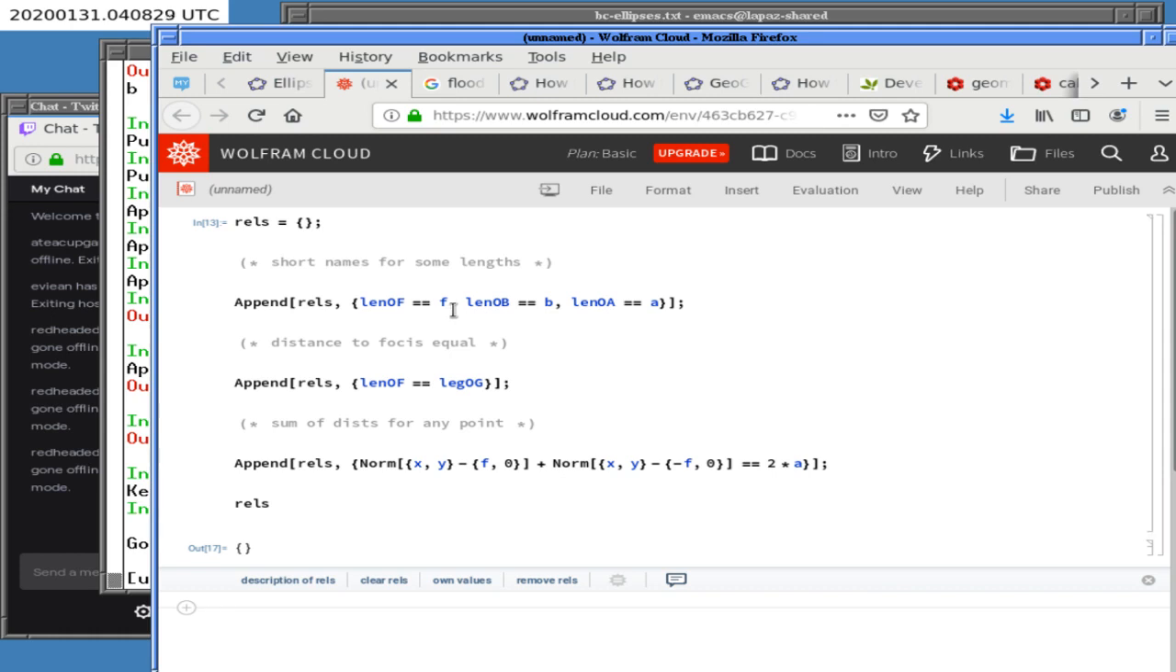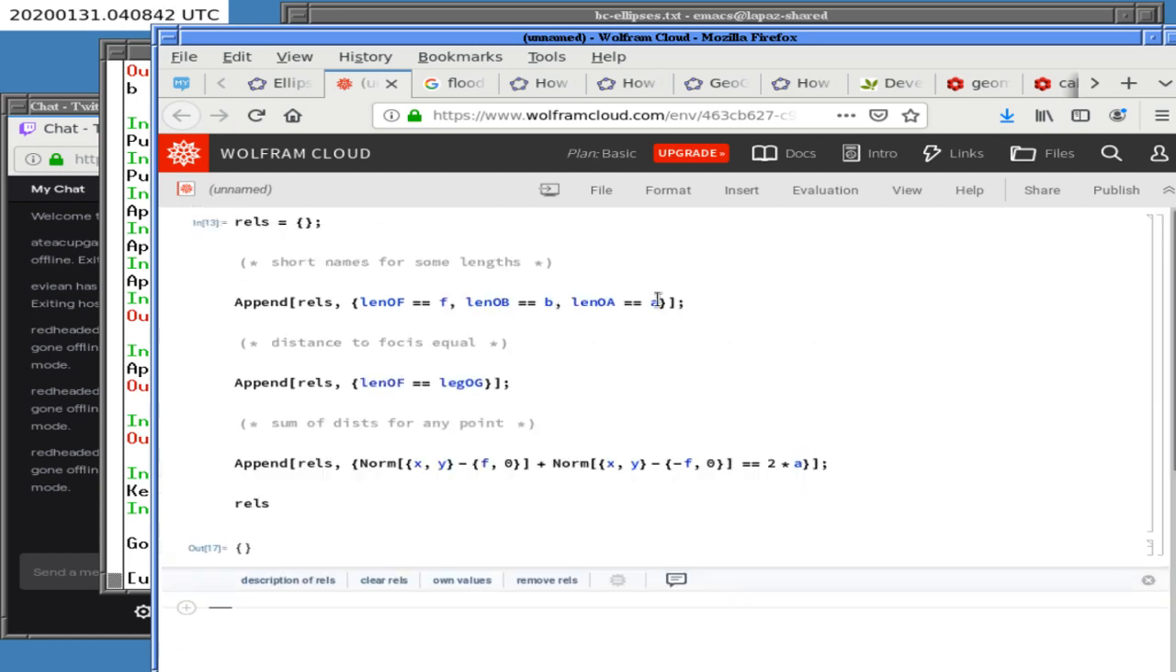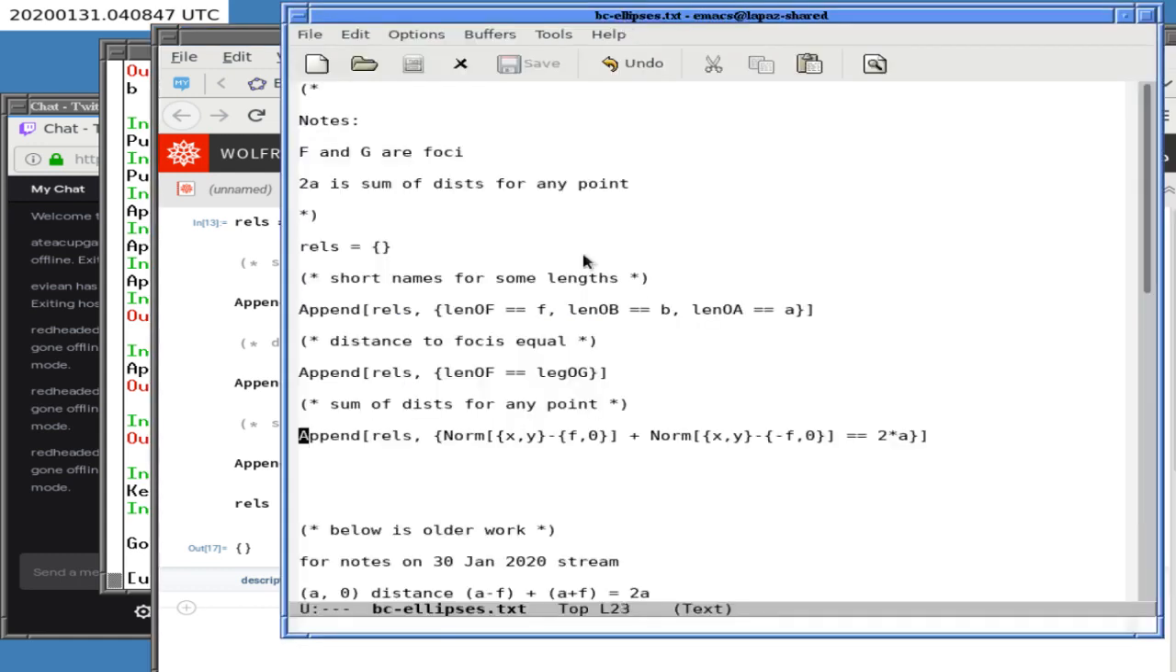Not what we expected. Oh, do we need to do rels equals? Oh, because rels is immutable. Okay. All right, I'm going to try something that's very ugly. I'm going to see if we can just put comments inside of a list. So basically, this is one thing that we have, one thing that we know. This is another thing that we know.